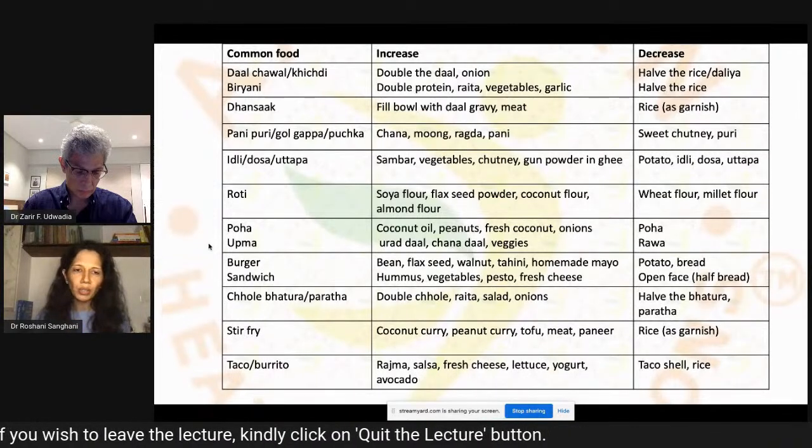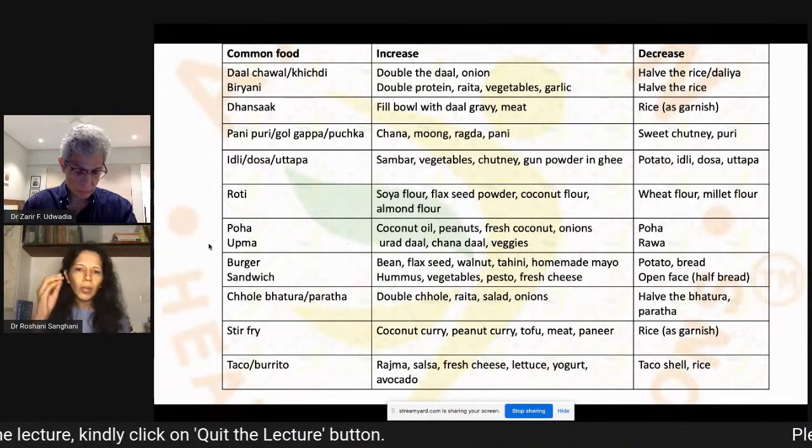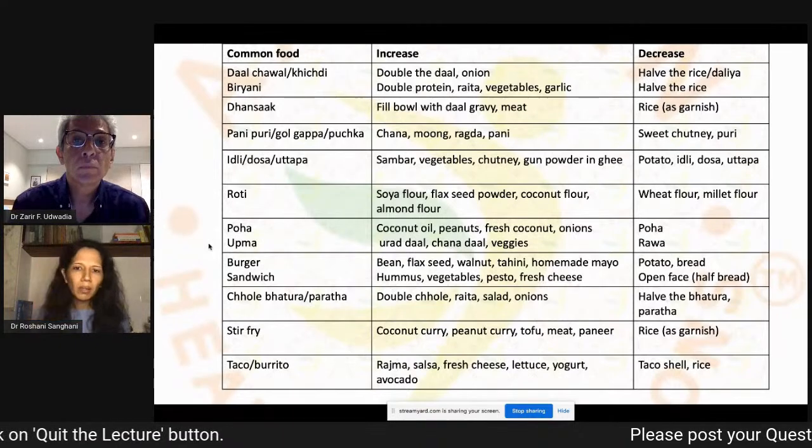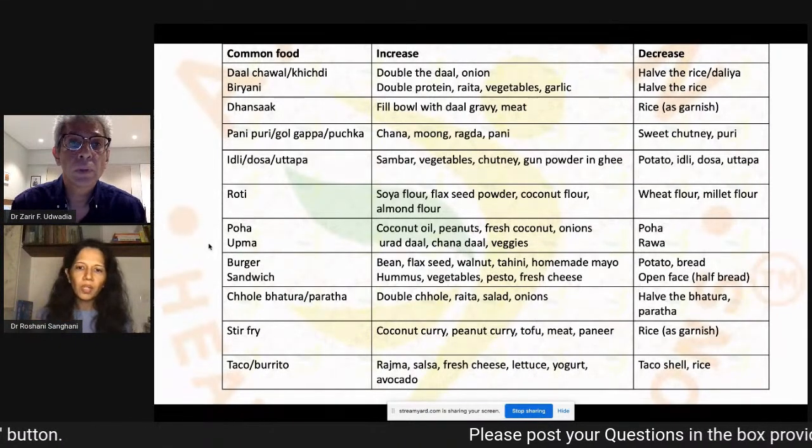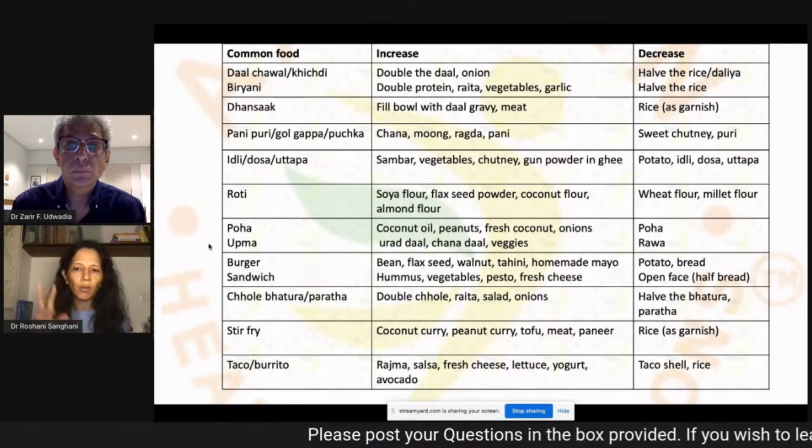I'm just flashing this slide just so you can quickly scan through. The middle column is what things you can increase in your favorite Indian meals and your variety.